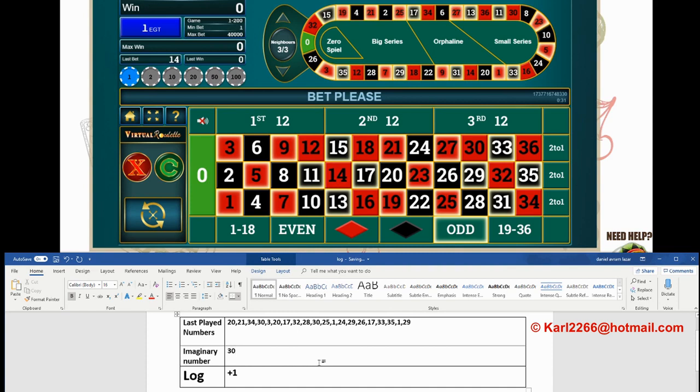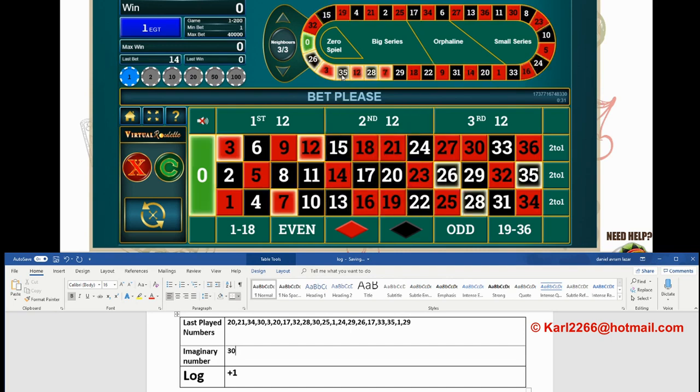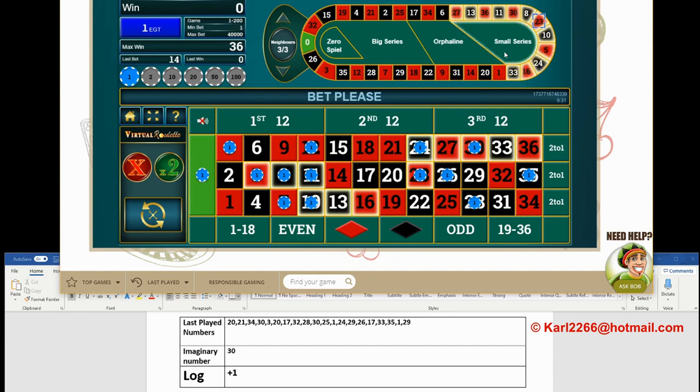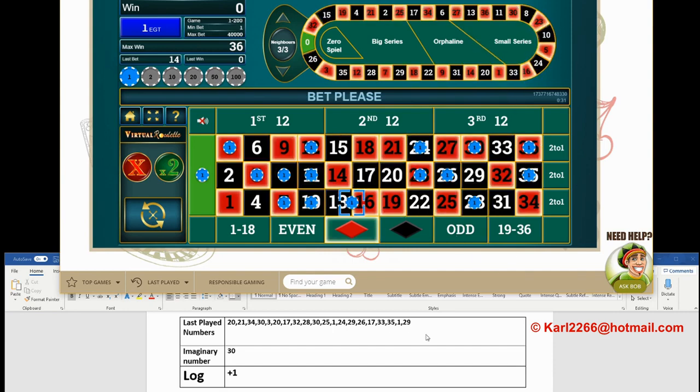So what do we do now when we got imaginary number 30? We place bets on terminals from 30, which are 35 and 23. We place 3 neighbors left and right from 35. We place 3 neighbors left and right from 23. And we cover also the neighbors near 30, which are 36 and 13.